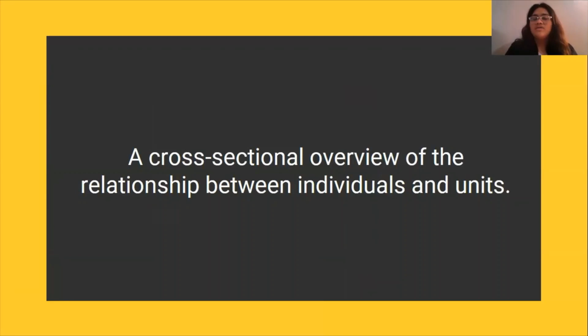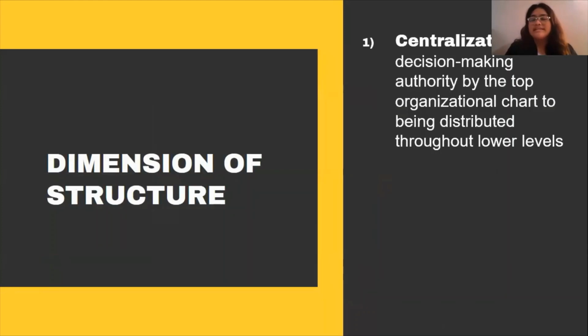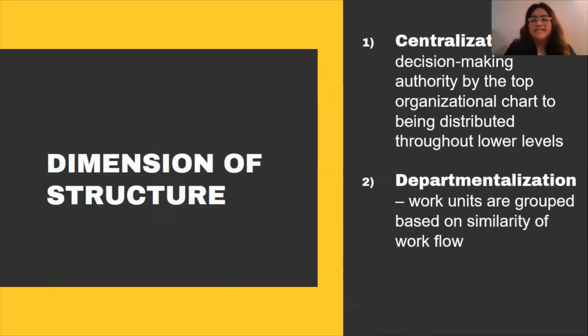Organization structure. A cross-sectional overview of the relationship between individuals and units. It has 2 dimensions of structure, centralization and departmentalization. Centralization refers to decision-making authority by the top of the organizational chart being distributed throughout lower levels, while departmentalization refers to work units being grouped based on similarity of workflow.